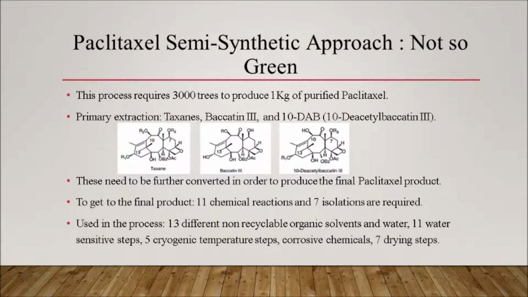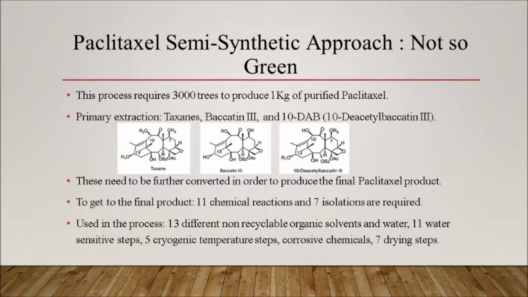The production of paclitaxel through the semi-synthetic approach is not very green. Using this process, 3,000 yew trees are required to produce 1 measly kilogram of purified paclitaxel. The primary extractions from the bark of the yew tree are taxanes, baccatin-3, and 10-DAB, and these need to be further converted to produce the final paclitaxel product.